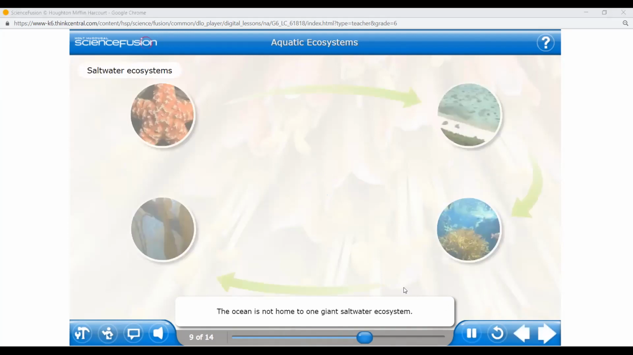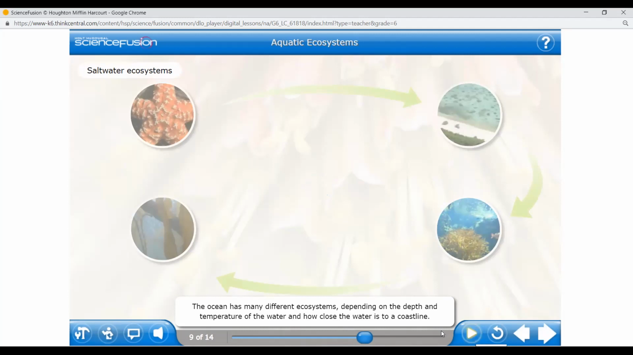The ocean is not one giant saltwater ecosystem. The ocean has many different ecosystems, depending on the depth and temperature of the water. Now tell me, what did I say to you? You have the ocean, the open ocean, the deep ocean, right? You will see those pictures now. And it depends on how close the water is to a coastline. The ocean can also be divided into 4 zones: the intertidal zone, the neritic zone, the bathyal zone, and the abyssal zone. Click each image to learn more about the types of saltwater ecosystems in the intertidal and neritic zones.